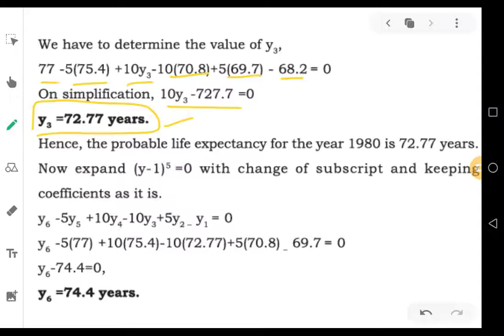Go to the next one, the second equation. In the second equation also you substitute the values. For y6, 5y5 gets 5 into 77, 10y4 gets 10 into 75.4, 10y3 gets 10 into 72.77, and 5y2 gets 5 into 70.8, minus y1 gets 69.7. So after substitution of values and simplifying, you will get the answer y6 equals 74.4 years. This is your second answer, the second missing figure.